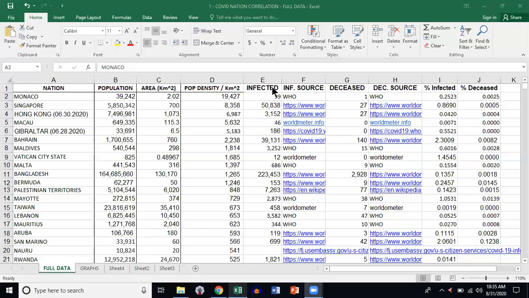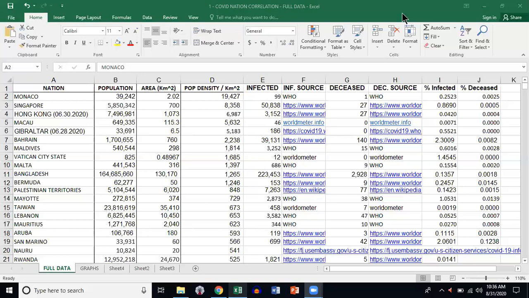COVID infection and disease with regards to population of the nations of the world and population densities. I'm going to show you today a little bit how to analyze the data in Excel and also StatCrunch to glean information from the data. So this is basically data analysis using Excel and using StatCrunch.